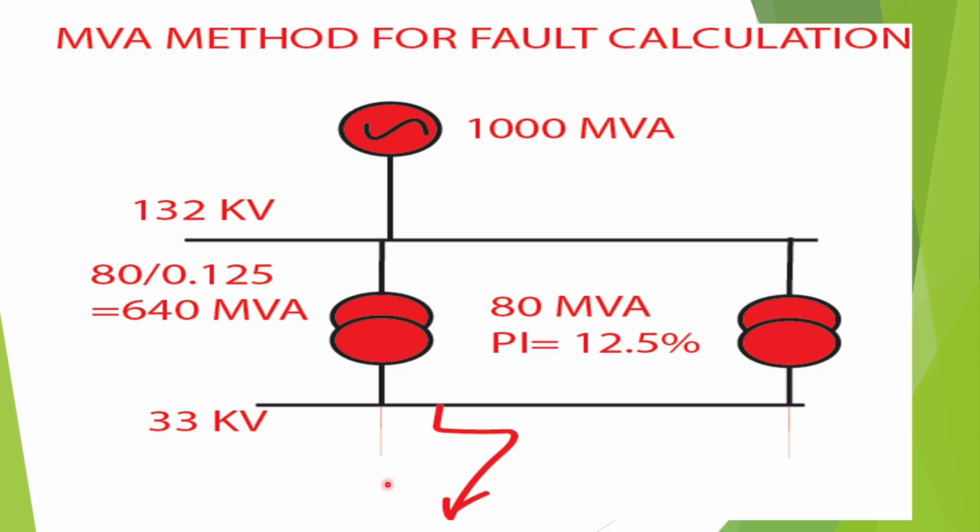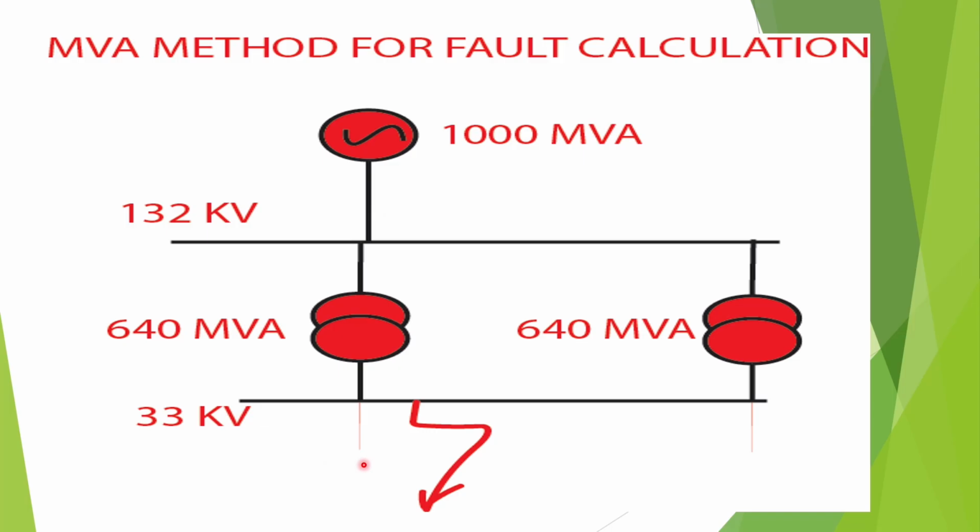The MVA method is a very easy method for calculation of fault current for a particular bus. Since the MVA capacity of each transformer is 80 MVA and percentage impedance is 12.5%, you can easily calculate the fault MVA of each transformer, which is nothing but MVA capacity divided by per unit impedance. That is 80 divided by 0.125, which is equal to 640 MVA.